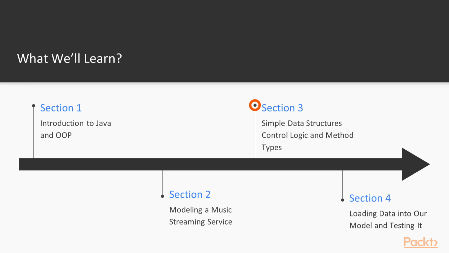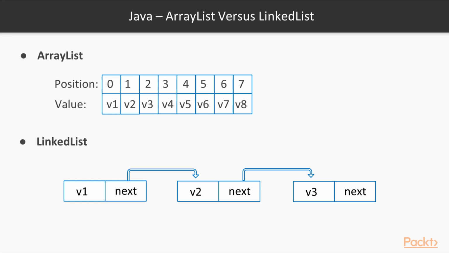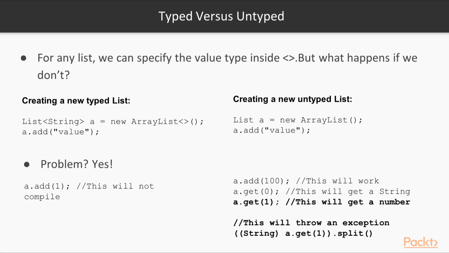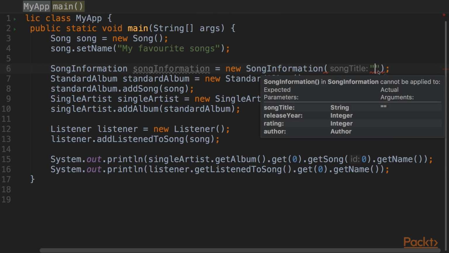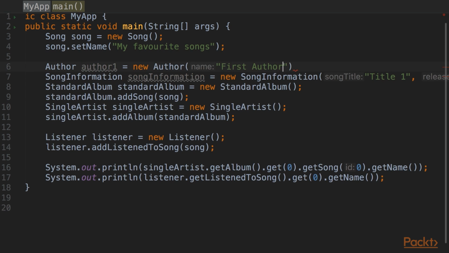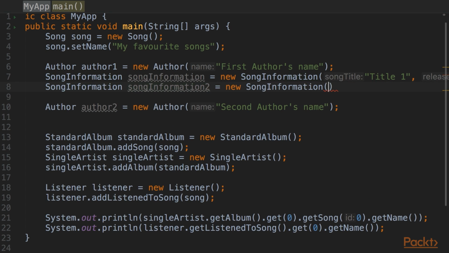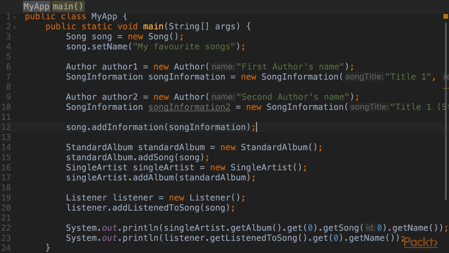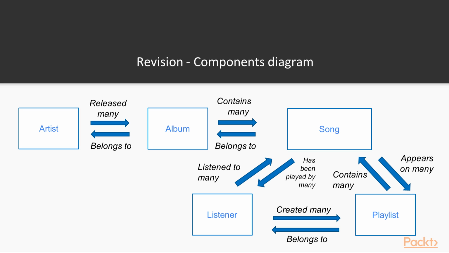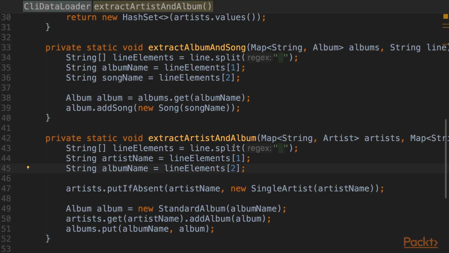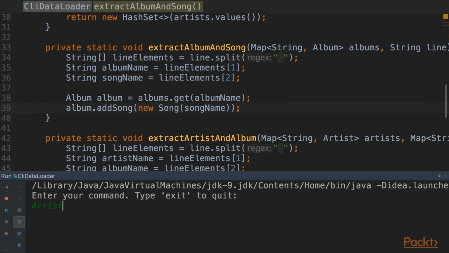The third section is concentrating around improving our application, the music streaming service. We will learn about complex data structures and how to use collections to store an unlimited number of elements. The application will now be able to store full details about artists, albums, and songs, and make comparisons between these elements. Finally, in the fourth section, we will learn how to interact with files in order to read data from disk into our Java application.